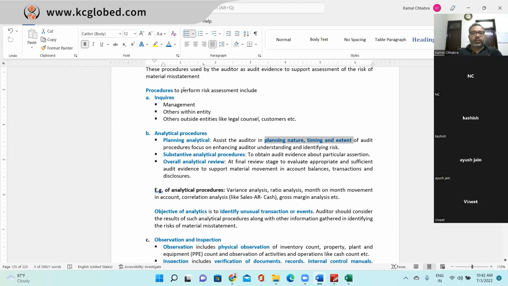Cool. Okay. So examples of analytical procedure are variance analysis, ratio analysis, month-on-month analysis, correlation analysis, like sales to accounts receivable to cash, and gross margin analysis. Do you know gross margin analysis? What is gross margin analysis? Do you have any idea?